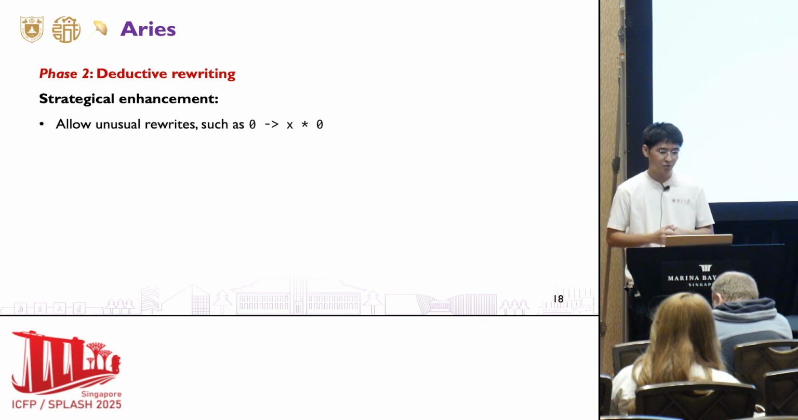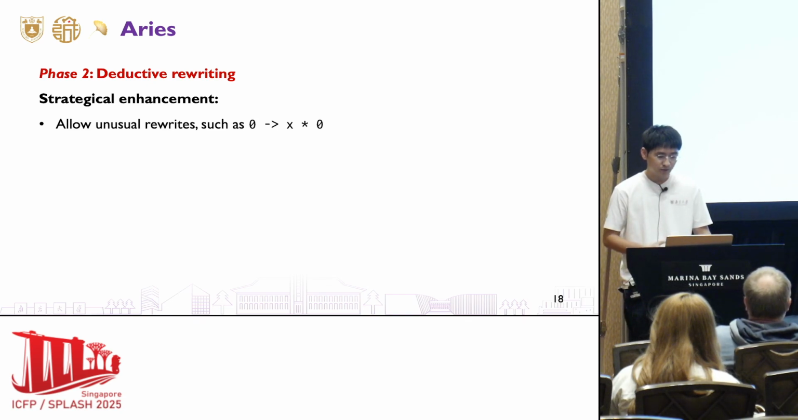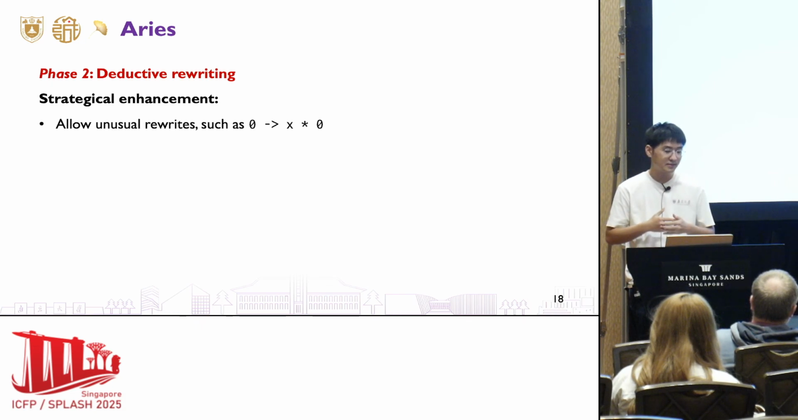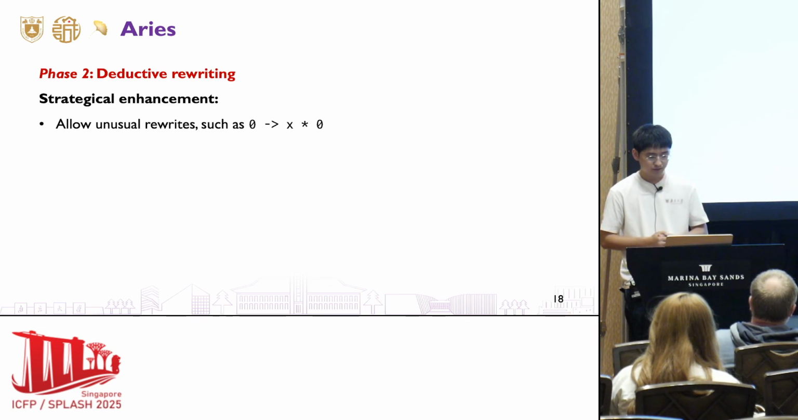Besides, two more design details may be worth mentioning here. First, equality saturation engines are typically designed for optimizations. That means they typically simplify formulas, not make them more complex. But in the context of testing, we also need rules like rewriting 0 to x times 0, which will introduce a new variable. So we modify the equality saturation engine to support this kind of rewrite.